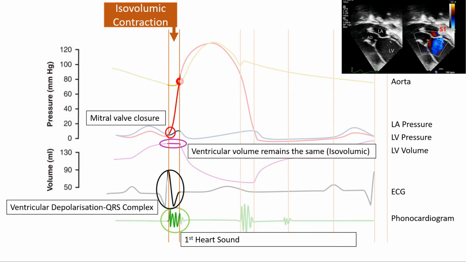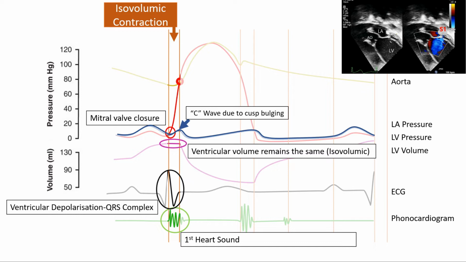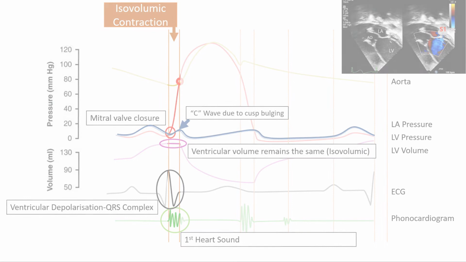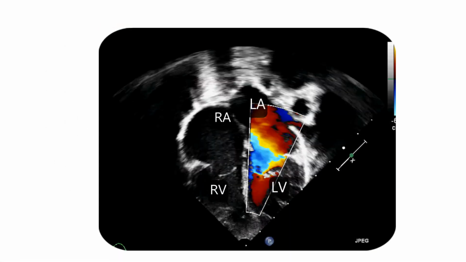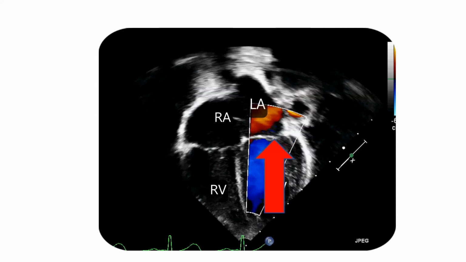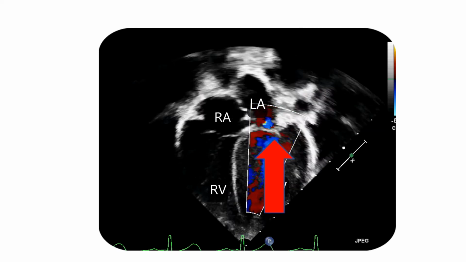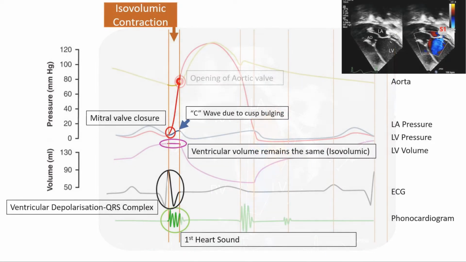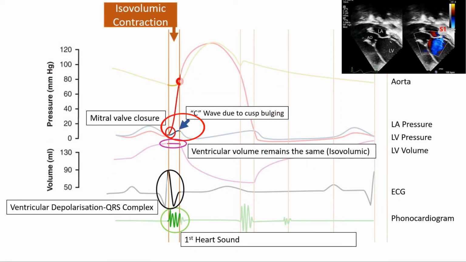Now we will concentrate on left atrial pressure tracing to see what happens to the left atrial pressure tracing during this isovolumic contraction. With contraction of the ventricle, the closed mitral valve bulges into the left atrium. This causes the C wave, or wave due to cusp bulging, in the left atrial pressure tracing. If you look at the phonocardiogram of this cardiac cycle, you will see with closure of the mitral valve, you get the first heart sound. So the first heart sound coincides with closure of the mitral valve, which happens at the beginning of QRS complex.